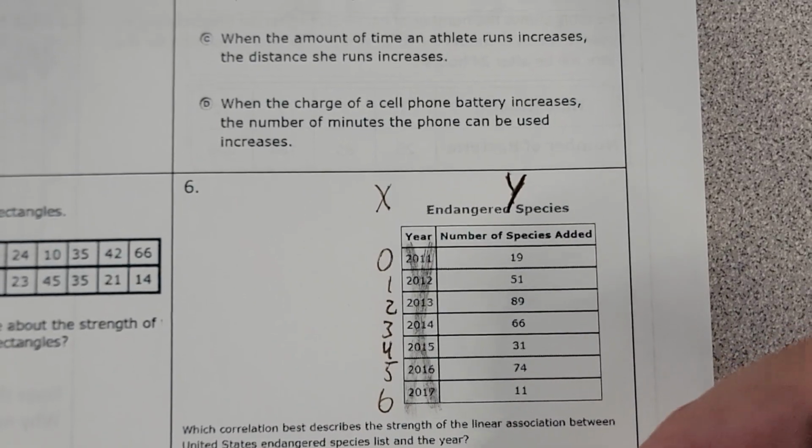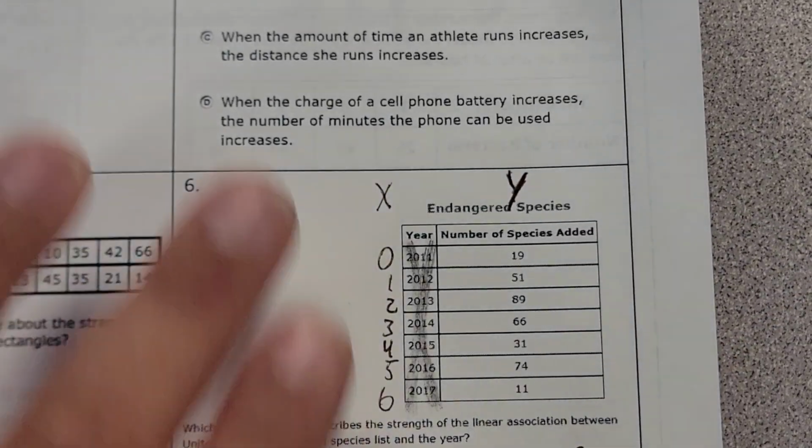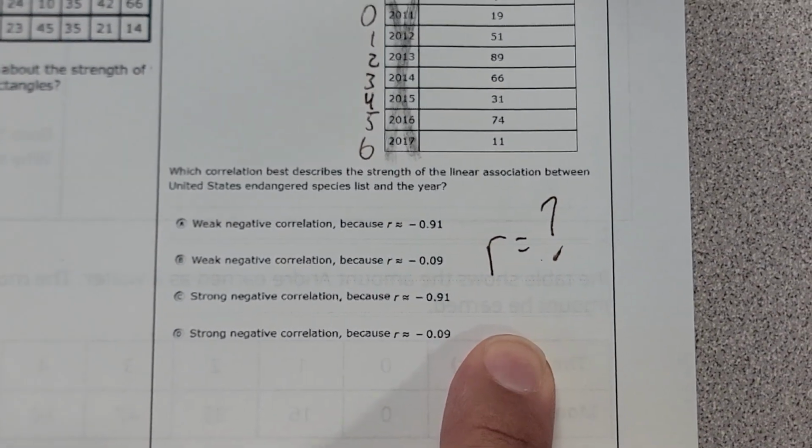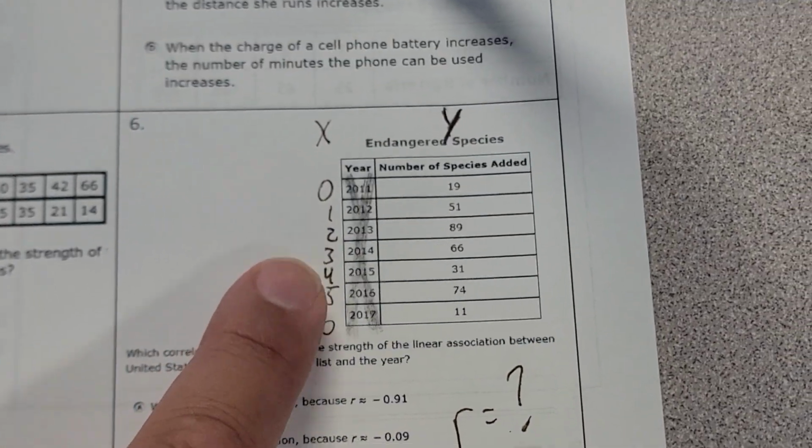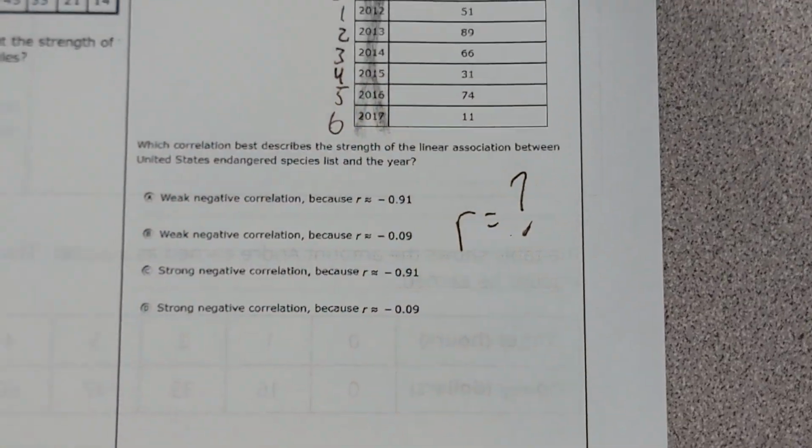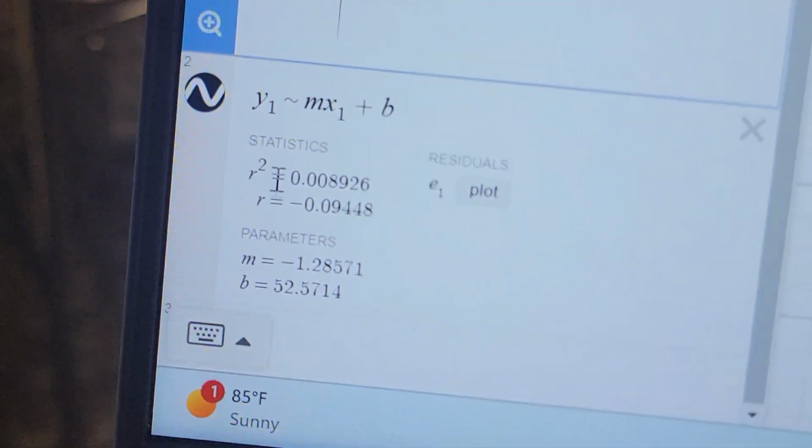And right here, we're looking for the R number. So not the M or the B, we're looking for the R. So type this into decimals, just like always, the same thing. Okay, now, we're not looking at the M and the B number, we're looking at the R number.